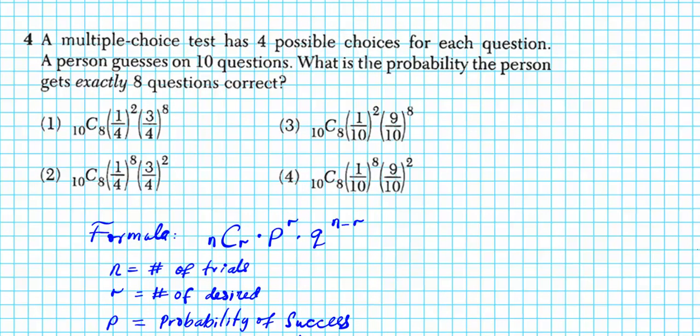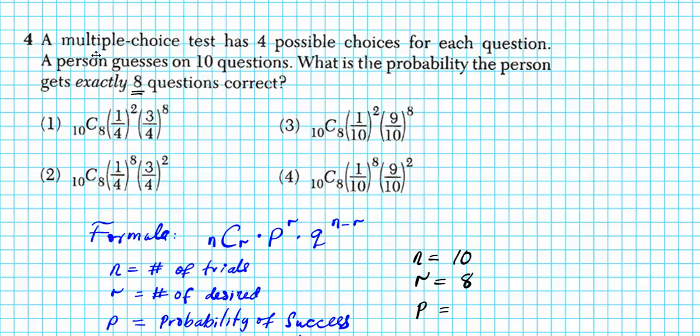In this problem, how many trials are there? How many questions are there on the test? N represents the total number of questions. We have 10. Okay? Now, this person desires to get how many correct? Exactly 8. Okay? So the number of desired outcomes is 8. Now, what is the probability of getting every problem right? What's the probability of getting one problem correct out of the 8?